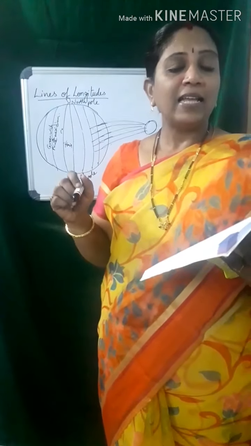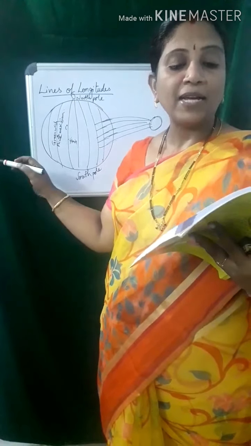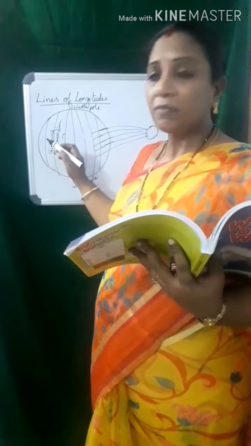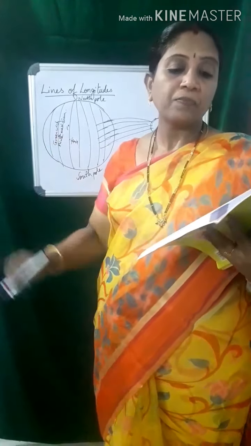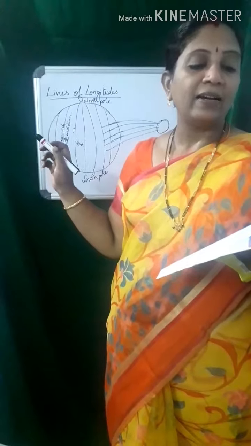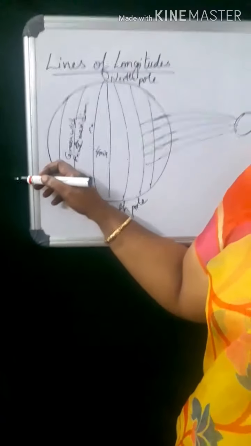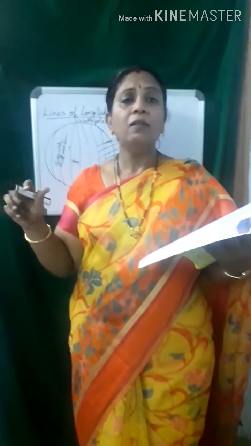Thus there is a difference of 1 day on either side of this imaginary line. This is an imaginary line, and there is a 1 day difference between the east and the west. For example, if it is 20th May on the eastern side of the 180 degrees meridian, it will be 19th May on the western side of the meridian. This line is known as the International Date Line. Okay, children?